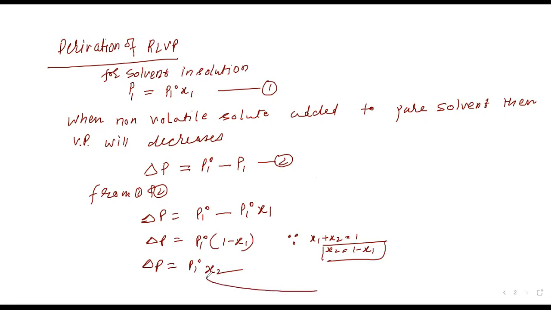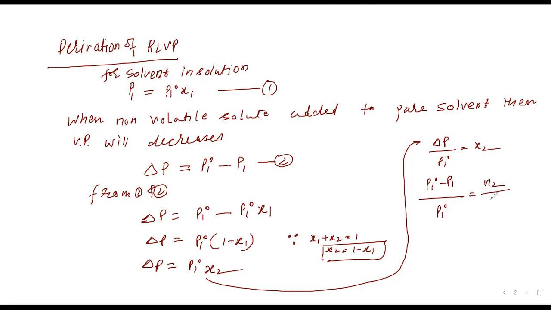Yes. Here you come. Delta P upon P1 naught is equal to X2. So delta P, what we can write? P1 naught minus P1. Pure solvent has more vapor pressure than the solution. And divided by P1 naught is equal to, what will be there? N2 upon N1 plus N2.